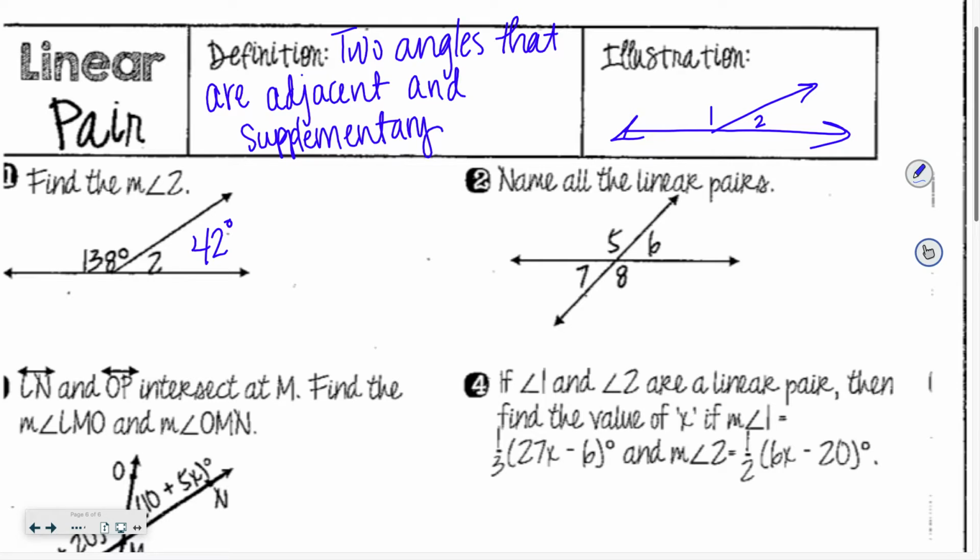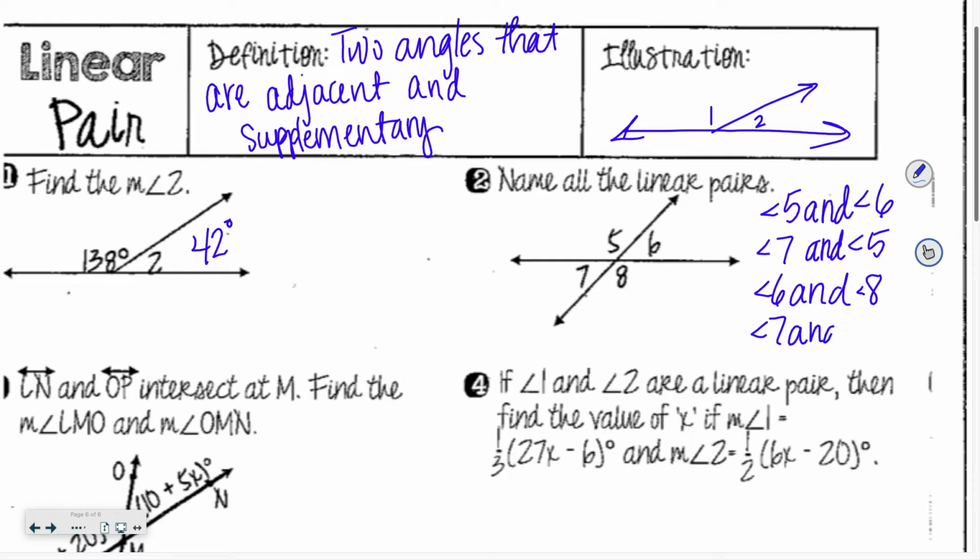Number 2 is like the picture we had on the other page, but instead of vertical angles, now we're looking for linear pairs. So we need sets of 2. So name me a linear pair. 5 and 6. 5 and 7. 6 and 8. 7 and 8. 7 and 5. Yes. 7 and 6. There's a lot.